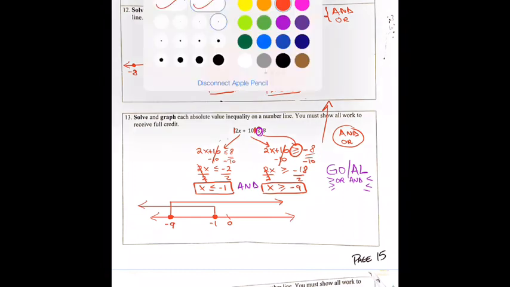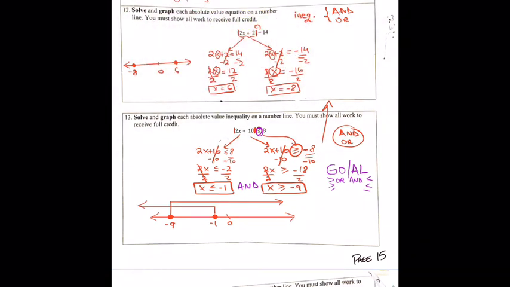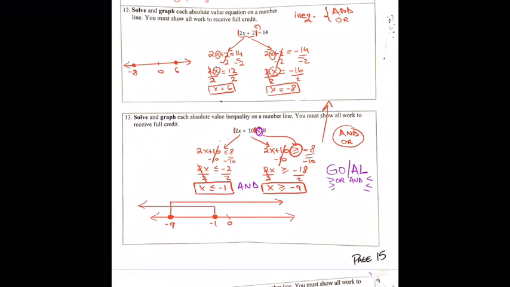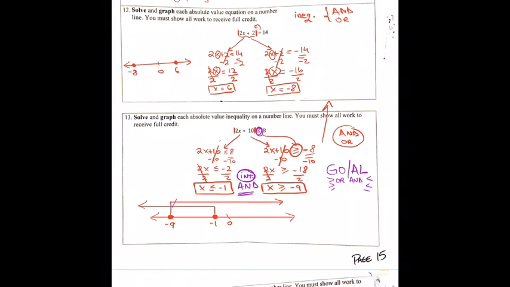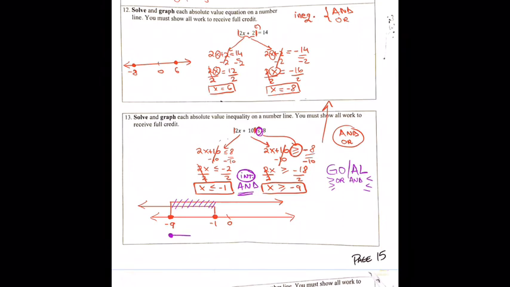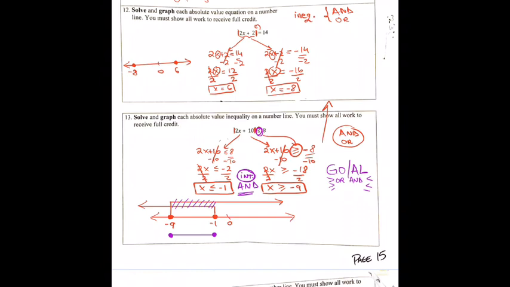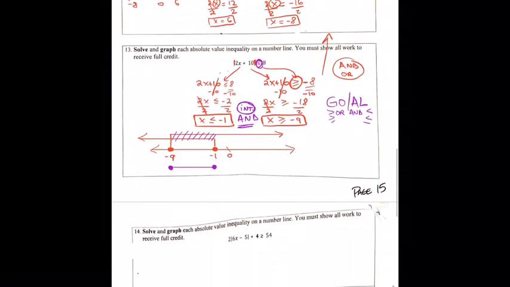And here again, don't forget to still graph your final answer, which combines the answers for your two inequalities. If the combining word is and, and means intersection, again, you need to remember and means intersection, or means union. So I look, where do my two lines intersect or overlap? And that's between -9, including -9, all the way to -1, including -1. And that's my final answer.